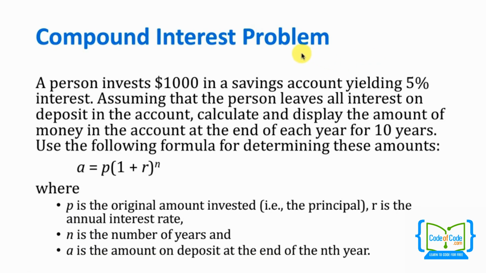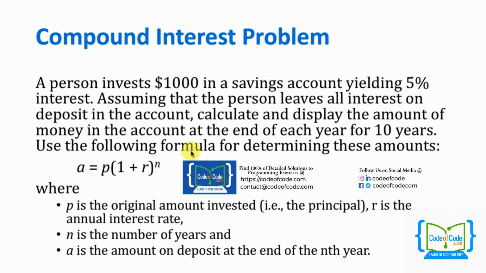Now let's take a temporary diversion over to a problem, and then we'll go back to our interactive session to implement what we see here. What we want to do is take the principal, the $1,000 object that I created a few moments ago. We're going to invest that in a savings account that yields 5% interest, which is going to be the rate object that I created a few moments ago. And assuming that we leave all of that interest on deposit, we want to calculate and display the amount of money in the account at the end of every year for 10 years.